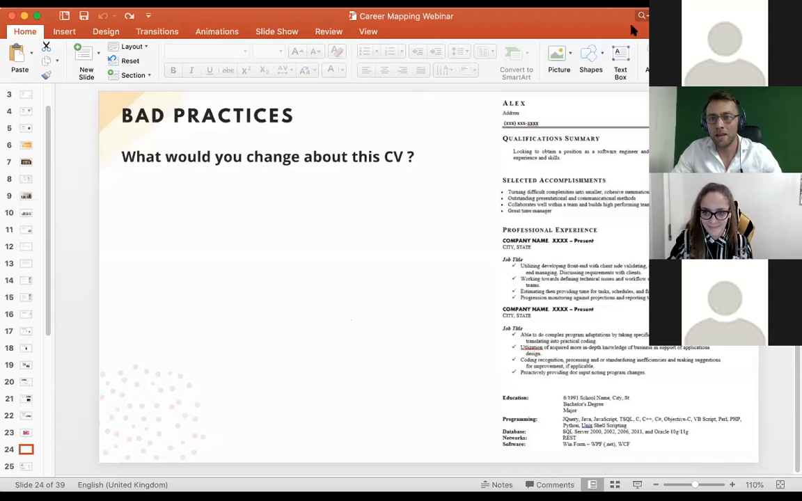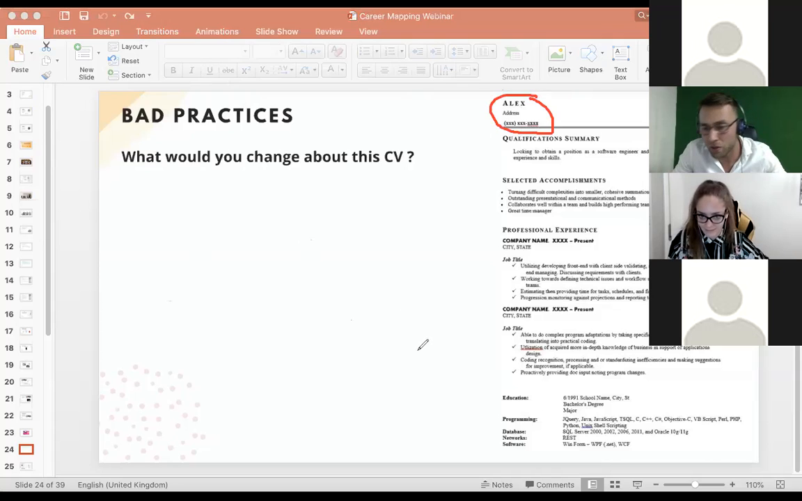Okay, so here we have an example of a bad CV, and I'm going to give you 30 seconds to write down all your ideas why this is a bad CV. So I will start, for example, here. No personal details. Of course, this is just an example, but a lack of personal information is not good. Using the chat, write down your ideas. What else is wrong with this CV?